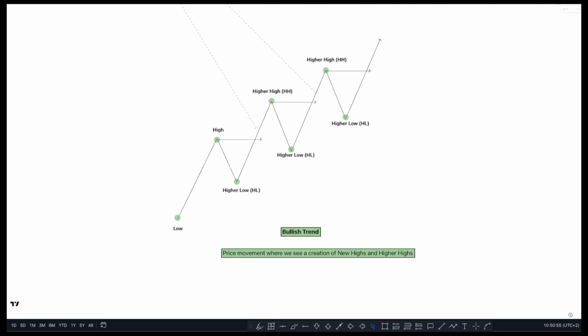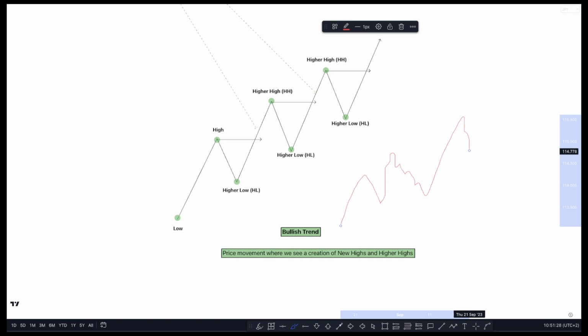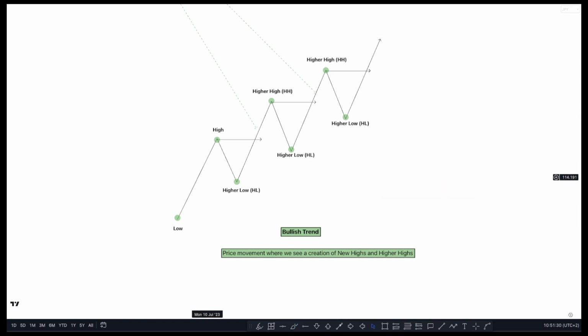And a bullish trend is a price movement where we see a creation of new highs and higher highs, meaning that price will continue going up and up, but as you know, the price does not move in one direction. We see the market moving in a way of creating waves. So this is where the market will be moving something like this. You will see the market moving up, coming back down, up, coming back down, but we are going to be showing you.